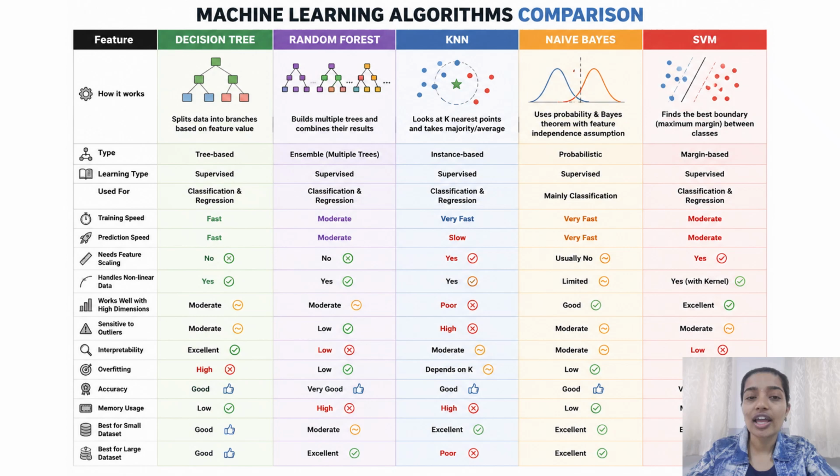Then we discussed the naive Bayes algorithm. In naive Bayes, the most important thing is Bayes theorem. We have different classes, and then we use the Bayes theorem formula and calculate the probability, and whichever class has the maximum probability becomes our answer.